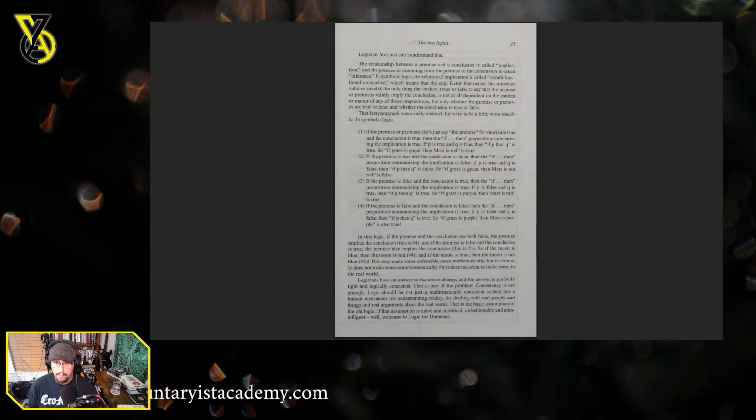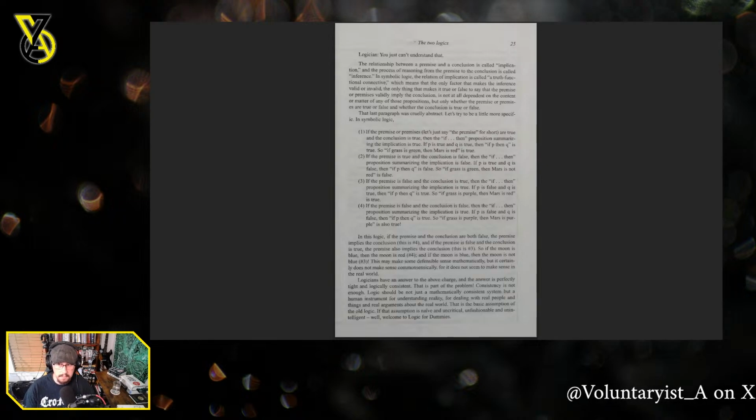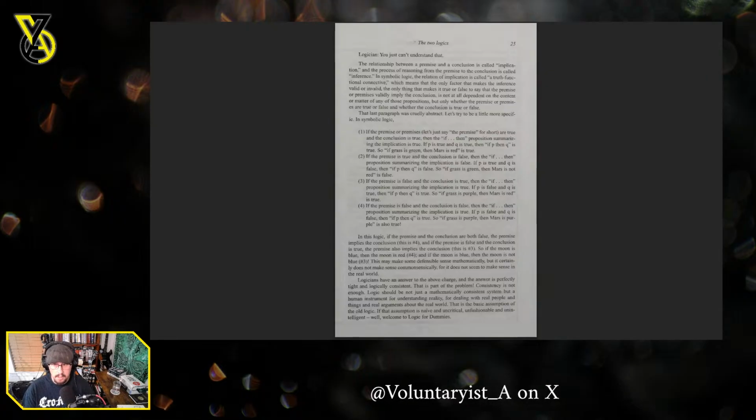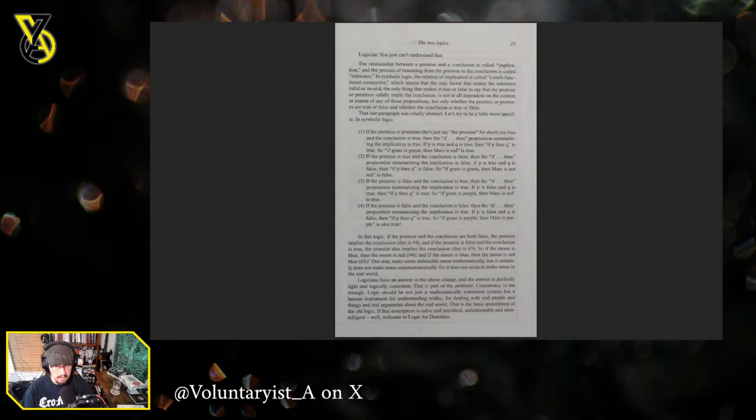The last paragraph was cruelly abstract. Let's try to be a little more specific. Okay, in symbolic logic, 1, if the premise or premises, let's just say the premise for short, are true and the conclusion is true, then the if-then proposition summarizing the implication is true. So if P is true and Q is true, then, quote, if P then Q, end quote, is true. So if grass is green, then Mars is red is true.